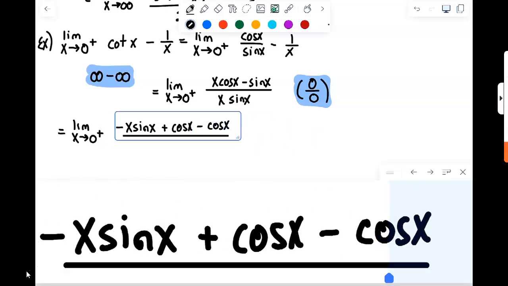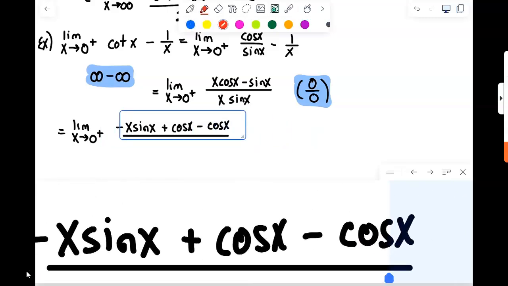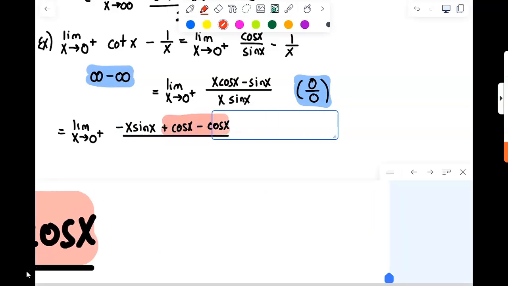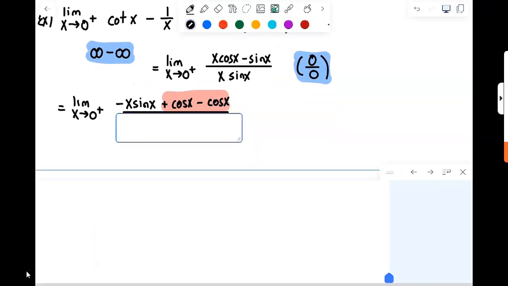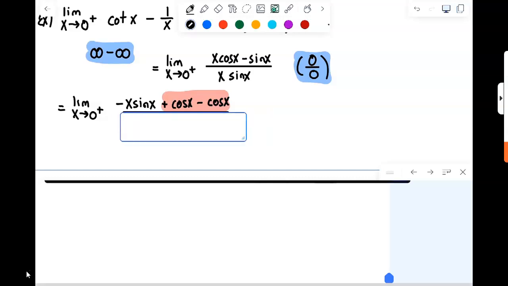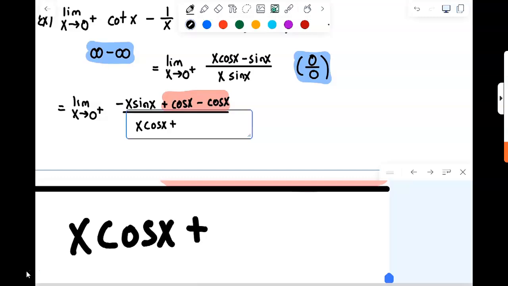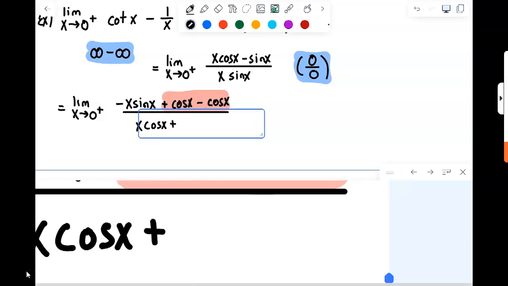So things are looking kind of good up top because we get rid of those two cosines. They leave the problem. And then in the bottom, I have just the derivative of x sine x. So that'll be x times the derivative of sine, which would be x cosine x, plus x sine times the derivative of x, plus sine x.